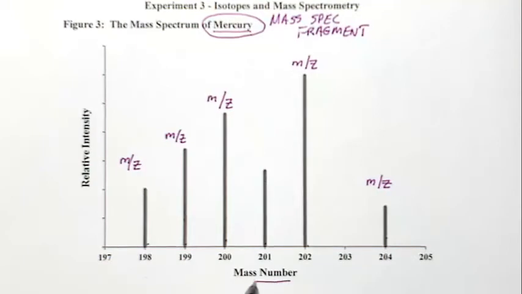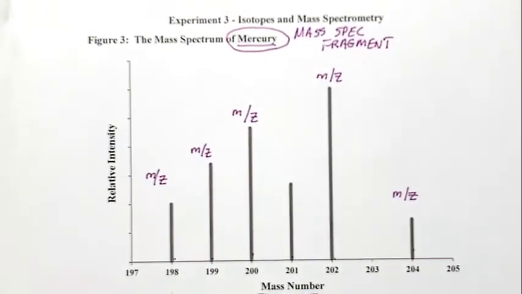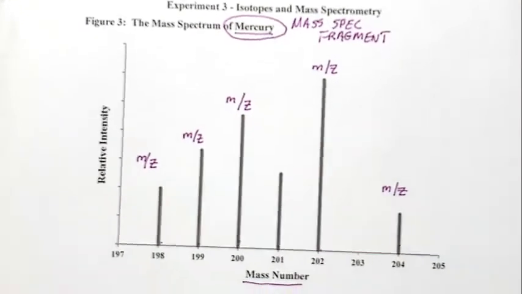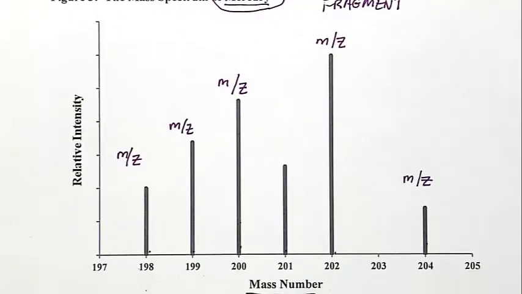Notice on my x-axis, I have the term mass number, which is the number of protons. And then on my y-axis, I have the relative intensity. So what has the most relative intensity in the mass spec of mercury? The answer is this one. Okay, mass number 202 has the highest relative intensity.